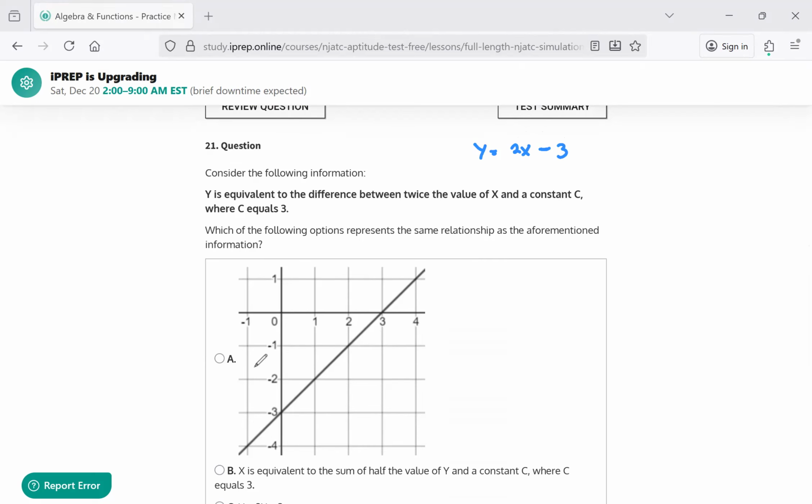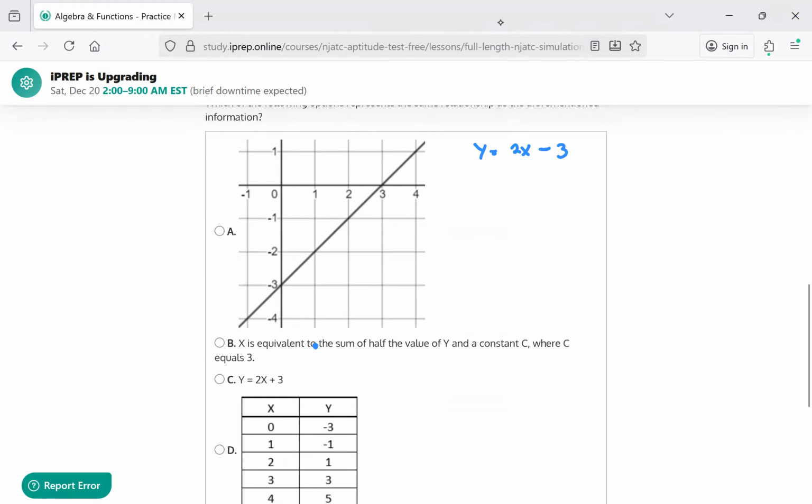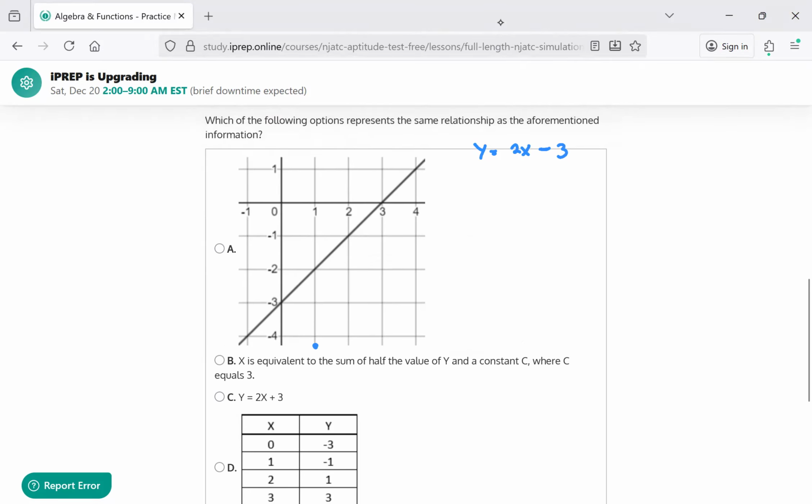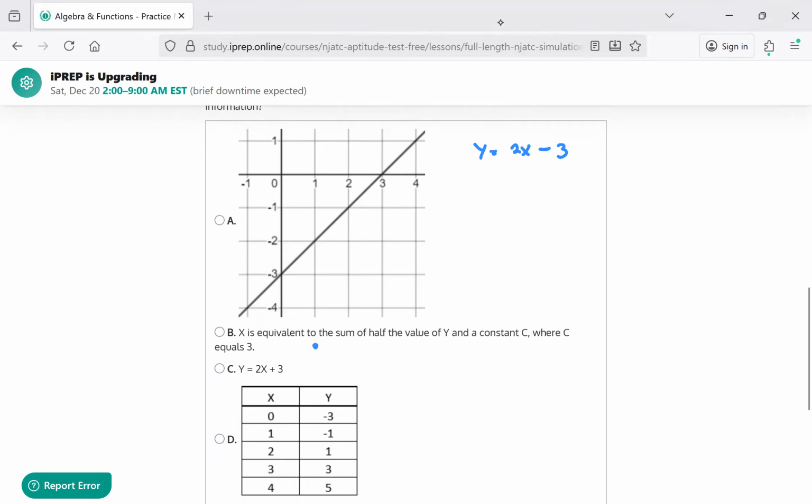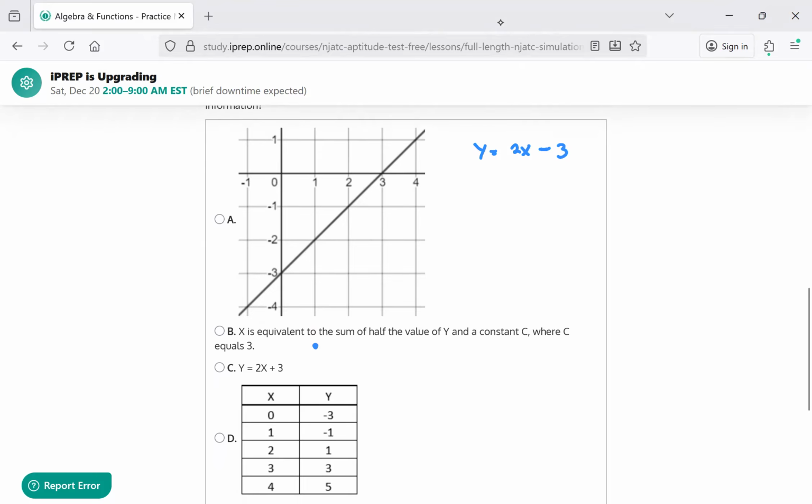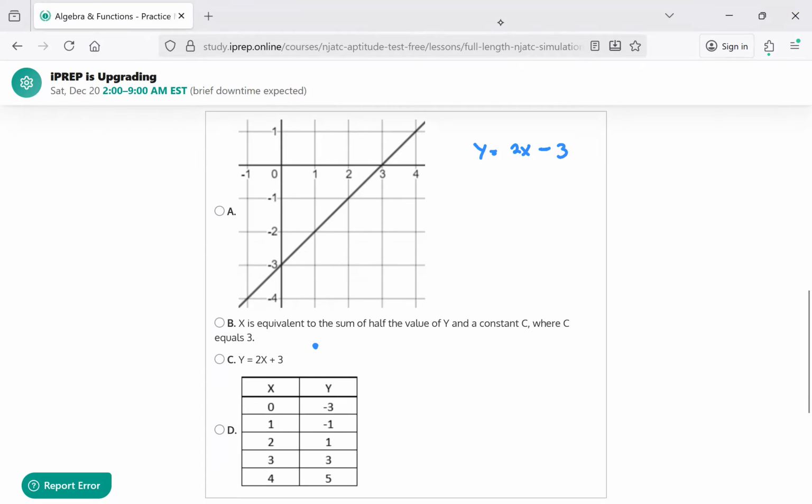Is it letter A? So our b is negative 3 and our slope is positive 2, 1, 2. Right. No, the point should be right there. So it's not that one. Is it B? X is equivalent to the sum? No, it's not B. Ours was Y equals. Is it C? Y equals 2x plus 3? No, ours should be minus 3.